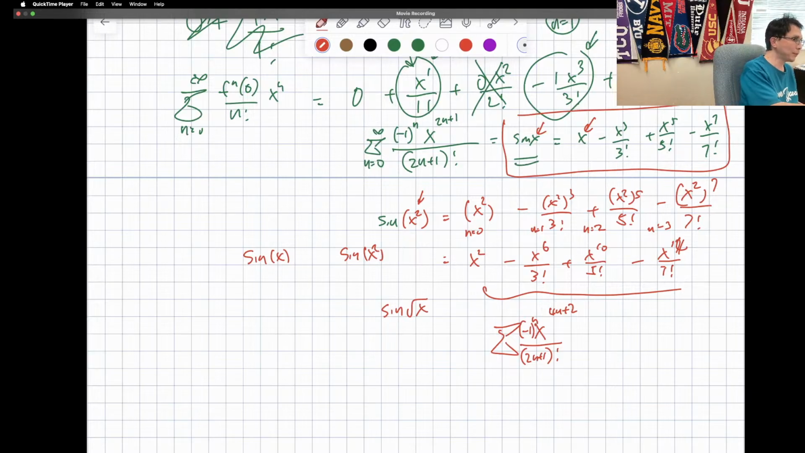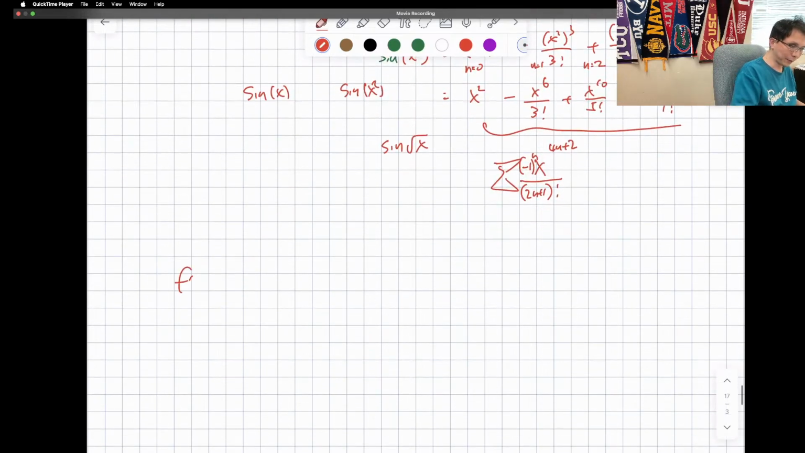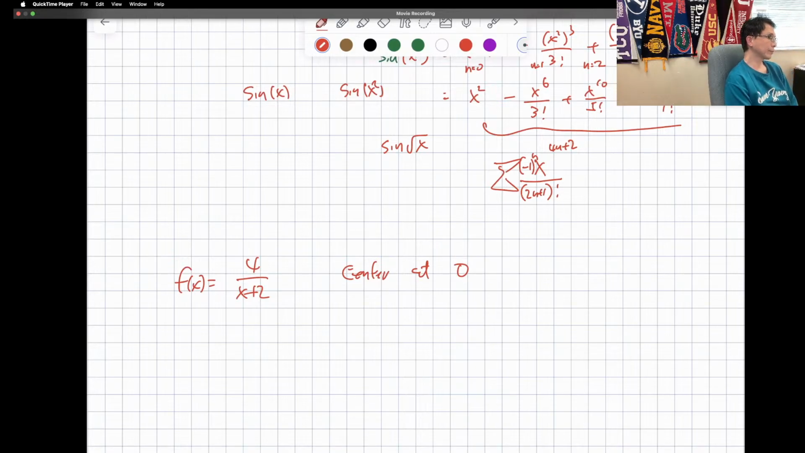What if you have some other functions, some other situation? For example, f of x is equal to 4 over x plus 2, centered at 0. Well, it can also be geometric, right?